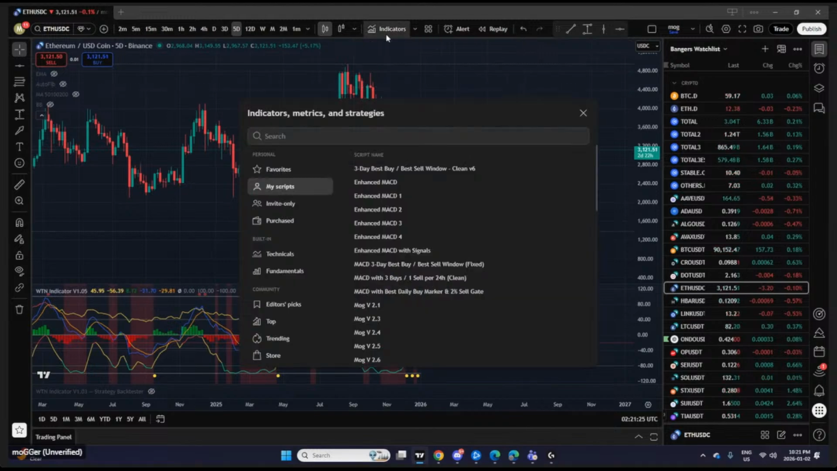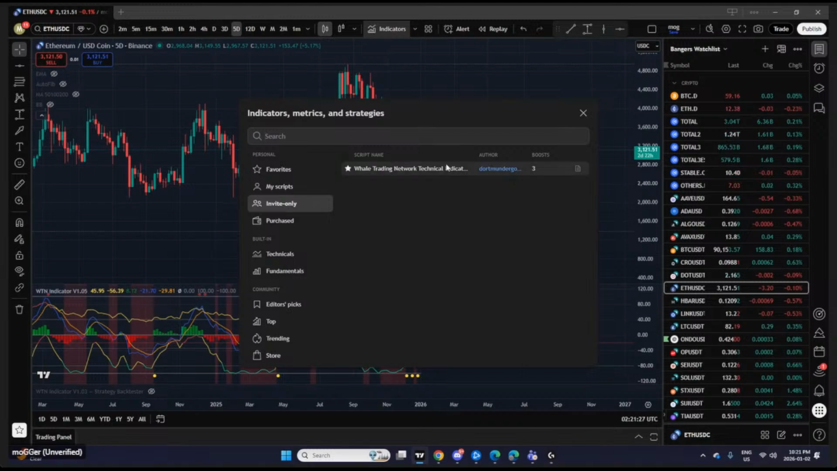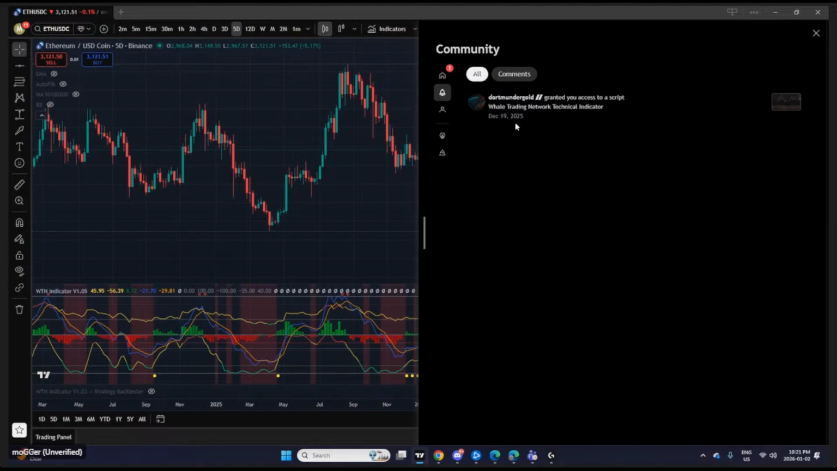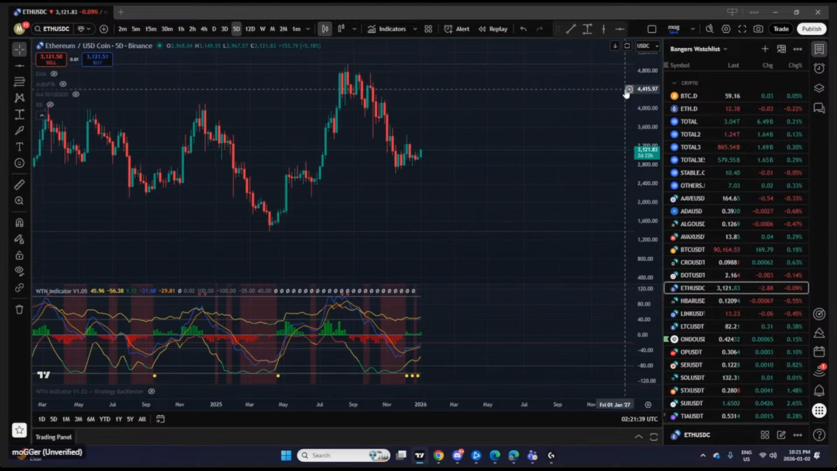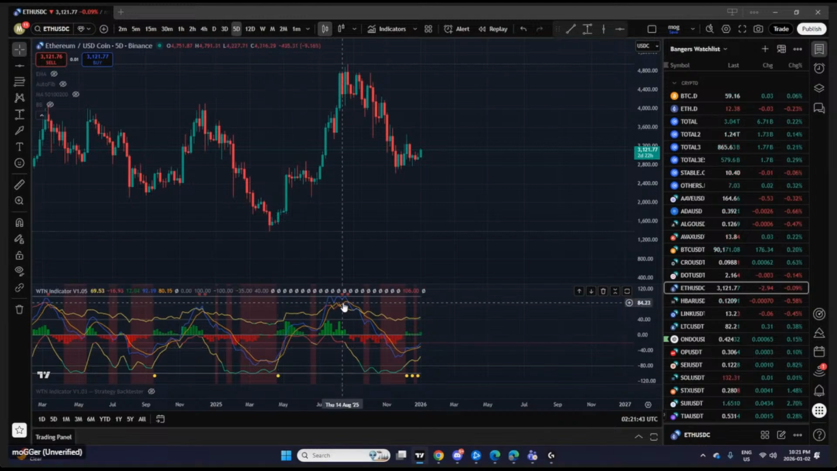If you get the indicator, it's pretty easy. You just click here, go to invite only, and it'll come up right here. Or you can always click right here too, and it'll come up. Super easy to do, guys. And you're going to make your money back pretty quick, right?